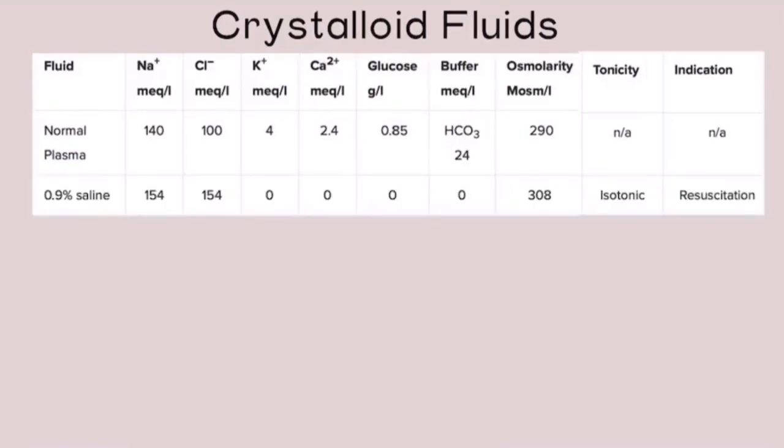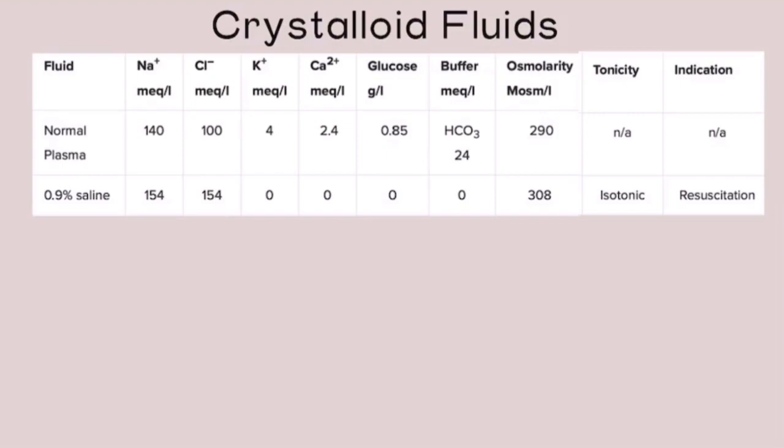The next IV fluid is 0.9% saline, frequently referred to as normal saline or NS for short. The 0.9% refers to the fact that it is composed of 9 grams of sodium chloride dissolved in 1 liter of water. With a little bit of high school chemistry, you could work out that 0.9% saline must have 154 milliequivalents per liter of sodium and 154 milliequivalents per liter of chloride. There is no potassium, no calcium, no glucose, and no buffer. The predicted osmolarity of normal saline is 308 milliosmoles per liter.